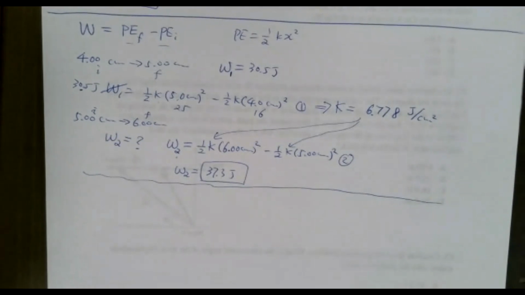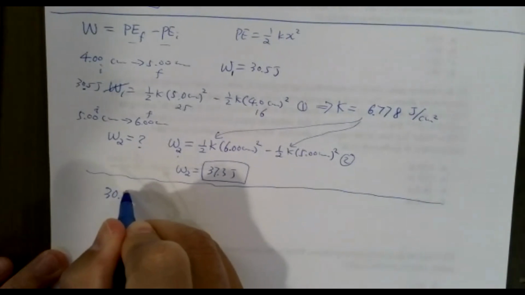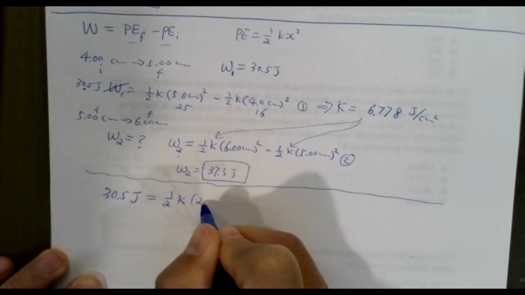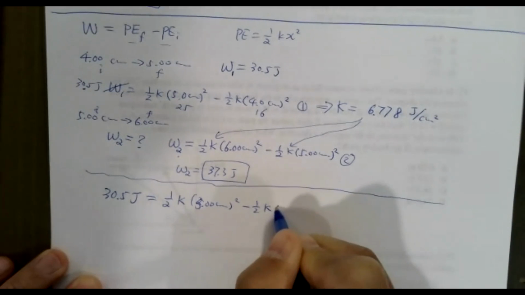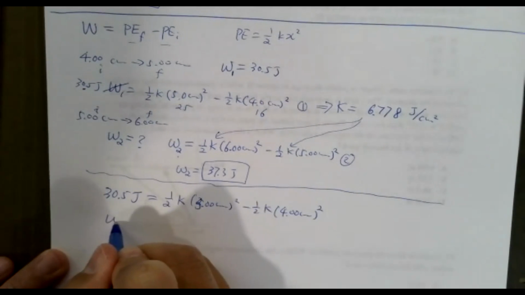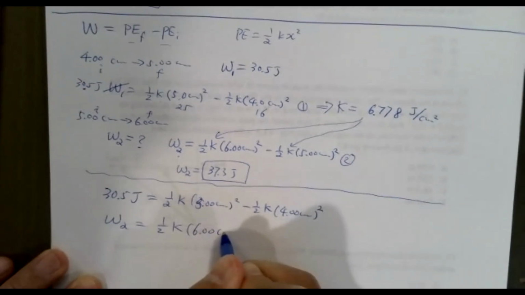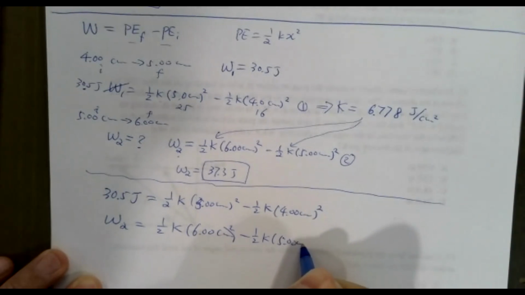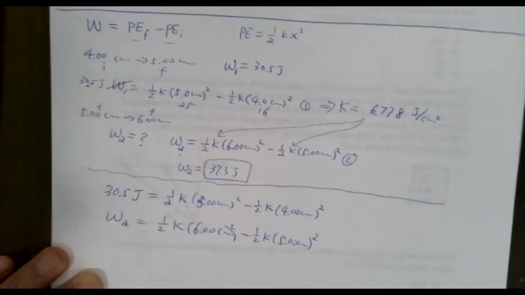I'm going to tell you how I actually did this one, okay? So I look at these two equations. I look at the first equation, 30.5 joules equals 1/2 K of 5.00 centimeter square minus 1/2 K 4.00 centimeter square, okay? And then I look at the second equation here, W2 equals 1/2 K 6.00 centimeter square minus 1/2 K 5.00 centimeter square, okay? I have these two equations, all right?